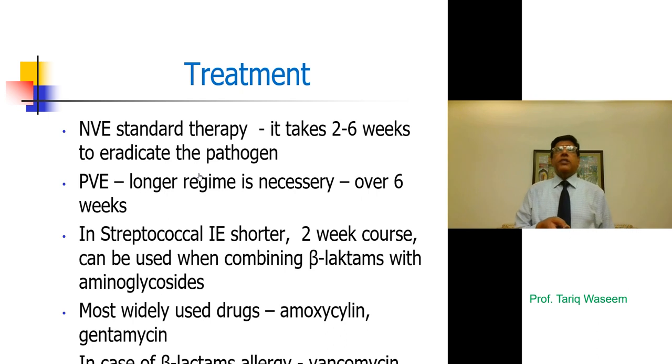So if your patient has his own valve, a native valve, the standard therapy for native valve endocarditis usually takes 2 to 6 weeks to eradicate the pathogen. But if it is a prosthetic valve, it would take longer to treat, it may be 6 weeks. Similarly, in streptococcal infection, usually a 2-week course can be used, combining beta lactams and aminoglycosides. Of course, the most widely used drugs are amoxicillin and gentamicin.